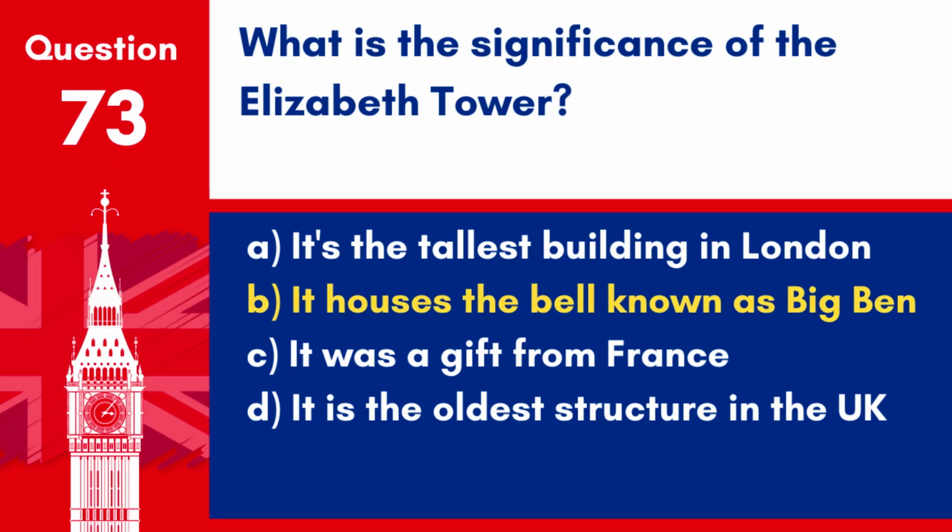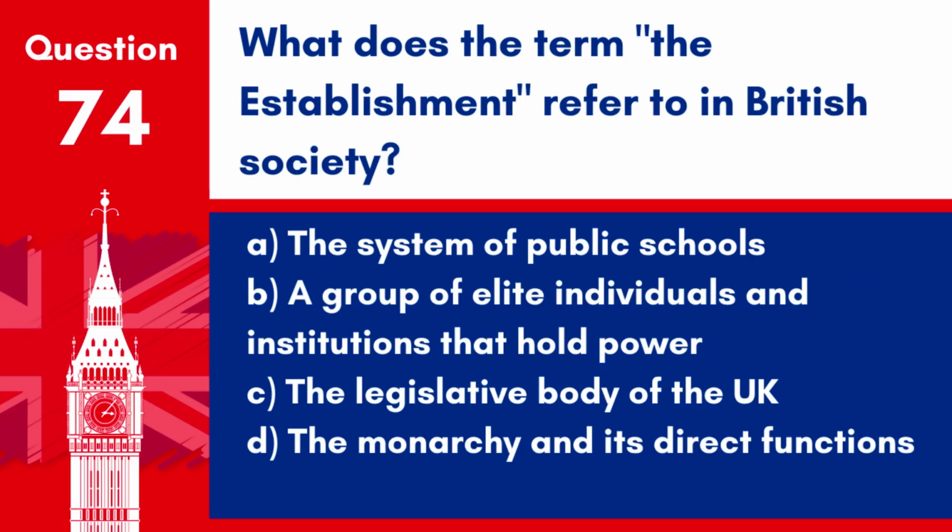Answer: B. It houses the bell known as Big Ben. The Elizabeth Tower is significant mainly because it contains the bell known as Big Ben, one of London's iconic landmarks. Question 74. What does the term the establishment refer to in British society?